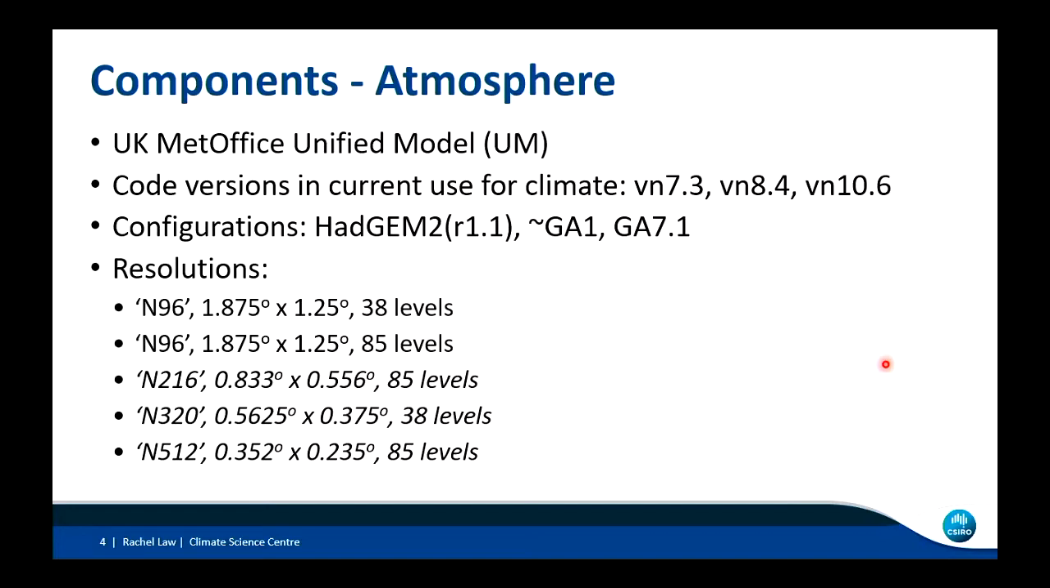So our earlier access would use what they call the HadGEM2 r1.1 atmospheric configuration. So that's very traceable to the Met Office. We've got a version which is approximately like the Met Office's GA1. And our current stuff follows, again, the Met Office GA7.1. So there are papers out there, particularly around GA7.1, which document that configuration of the model. Which bits of it are you switching on and off to run the atmosphere in this configuration?